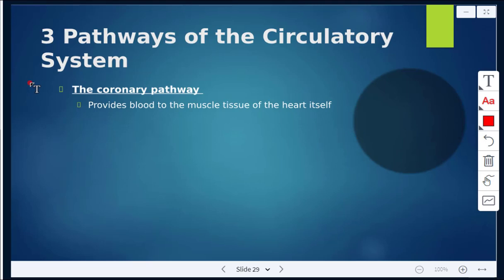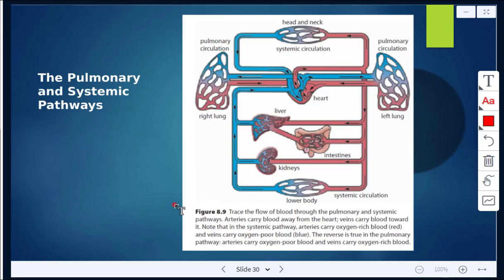And the last system is the coronary pathway, which is providing blood to the muscle tissue of the heart itself. So coronary pertaining to the heart. All right, so this diagram is showing the pulmonary and systemic pathways. All right, so in the middle is the heart.